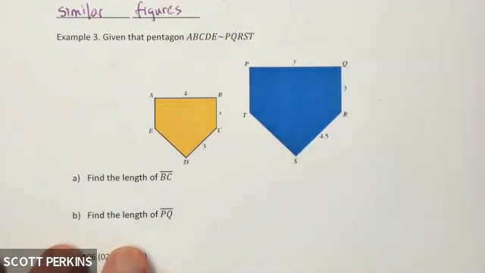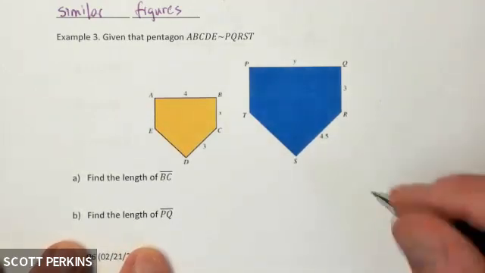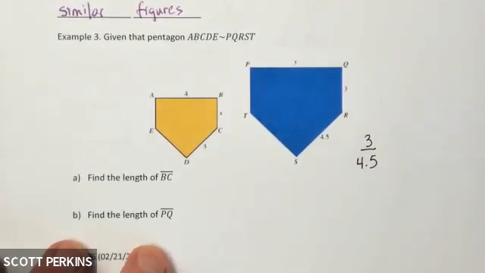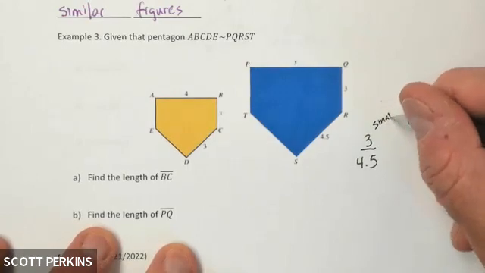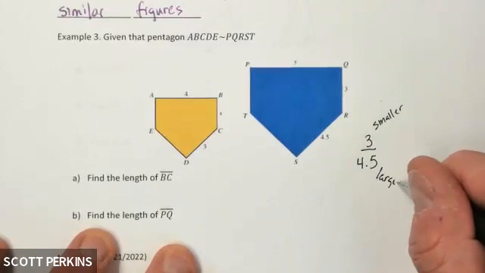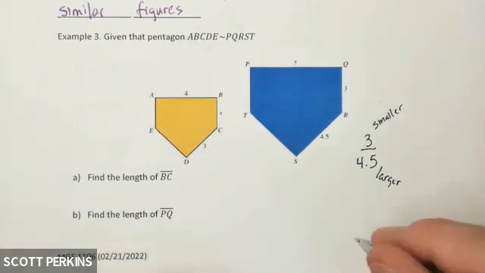So here's what I'm going to do. I'm going to set up a relationship. I'm just going to do the work over here where I have a little bit of space. So I'm going to put 3 in the top over 4.5. So what I've done is I've put the smaller figure, its measure on the top, and the larger in the bottom. So you might say, hey, could I have put the 4.5 in the top and the 3 in the bottom? And the answer is going to be yes.